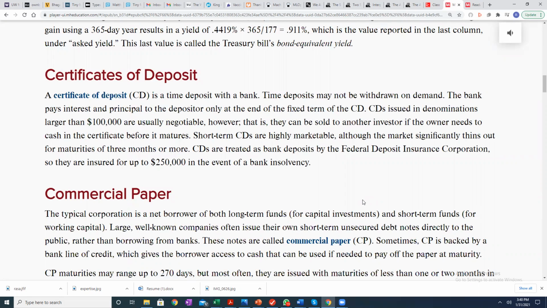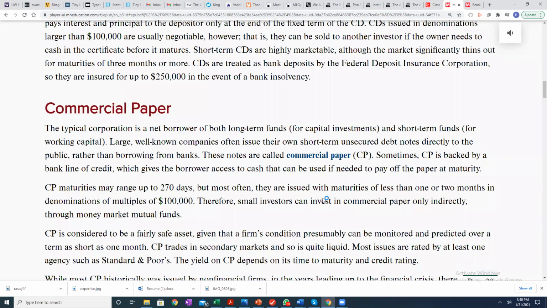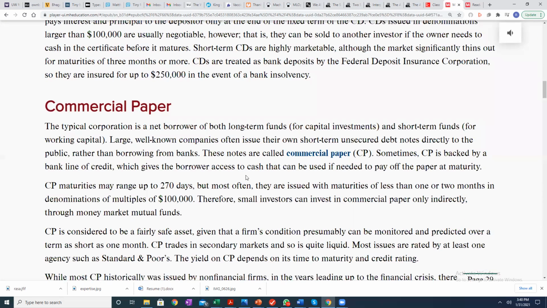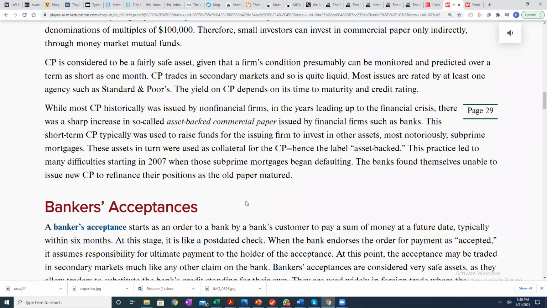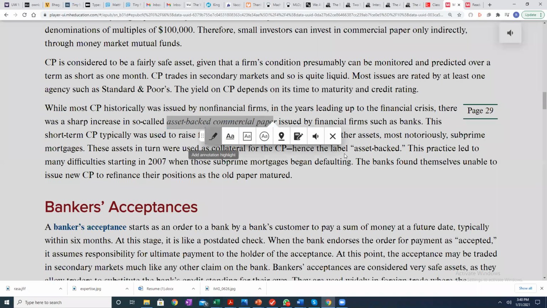So there's also something called commercial paper. A typical corporation is a net borrower of both long-term and short-term funds. The short form is CP. CP maturities can range up to 270 days, with denominations in multiples of $100,000. CPs are fairly safe assets. Historically, CP was issued by non-financial firms, but recently there is something called asset-backed CP issued by financial firms like banks.